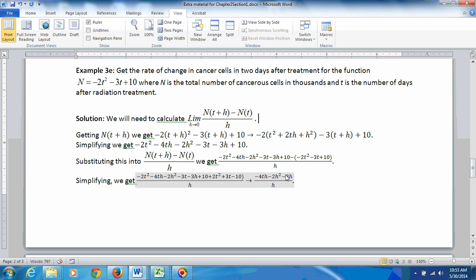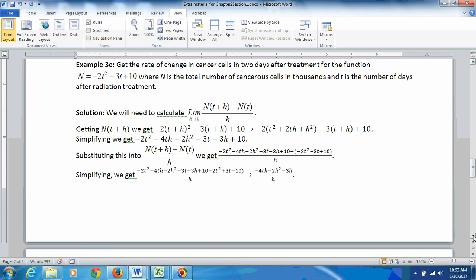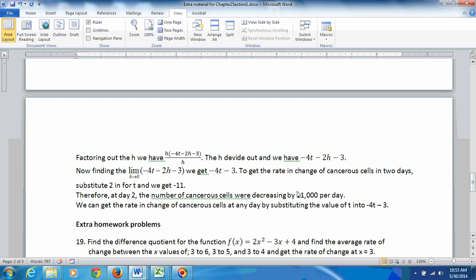Well, at this point, an h factors out of the top. And if you factor an h out of the top, you have this. The h's then divide out, and we just have minus 4t minus 2h minus 3. Now, that's my difference quotient right there. The slope of my difference quotient, if you have a question that asks that, is this right here. Here's your slope of the difference quotient, negative 4. Okay, negative 4 is the slope of the difference quotient.